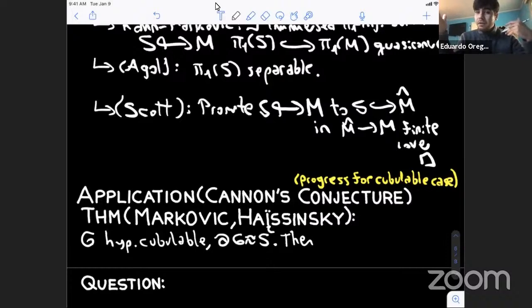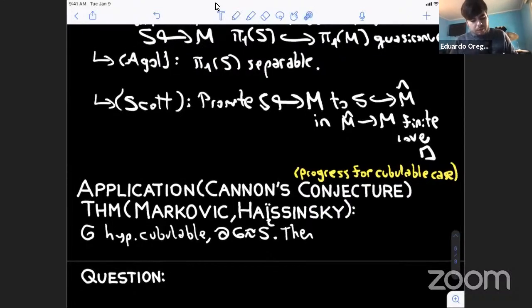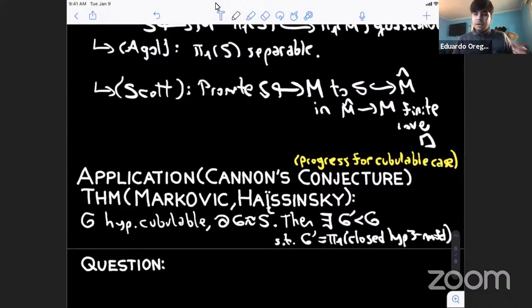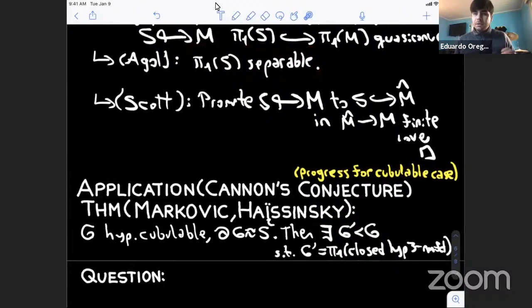For dimensions four and higher, it's not clear what to expect, because fundamental groups of aspherical manifolds of higher dimension are not well behaved. But in dimension three, we have geometrization, and somehow in that spirit something is expected. What is expected is that if you have a hyperbolic group with boundary the two-sphere, then morally the group is a Kleinian group. We expect that there is a finite index subgroup such that this group is the fundamental group of a closed hyperbolic three-manifold. This is Cannon's conjecture, and via this way of having separable quasi-convex subgroups, Markovic and also Hamenstädt independently proved it in the cubulated case.